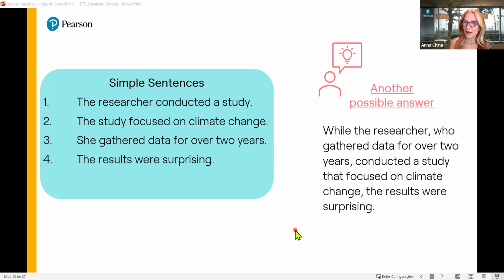One more, here we go. Another possible answer that I got from students. Let's see. While the researcher, who gathered data for over 2 years, conducted a study that focused on climate change, the results were surprising. What would we do here to make it even better? Would you make any changes to this one?